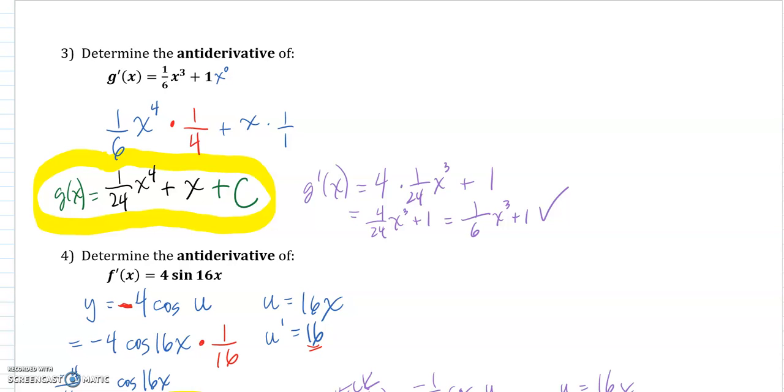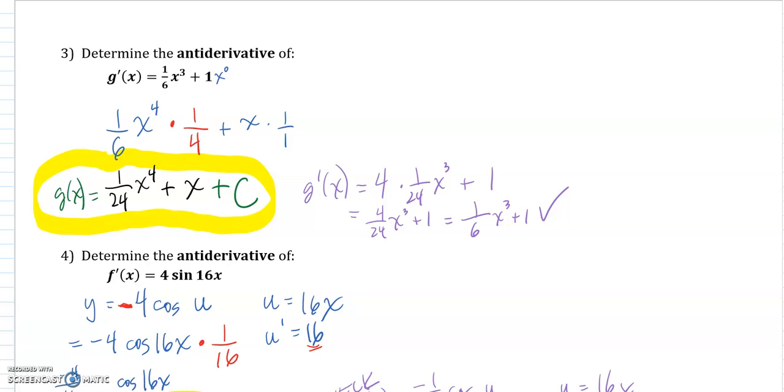And then the second part of that polynomial, the 1, well, that's like x to the 0. So that's going to increase by 1 to make it x to the first, and then divide by 1, which doesn't really change it. So what I end up with is my original 1/6, then I multiply by my 1/4 to counteract the power rule to make 1/24 x to the 4th plus x, and then I add my constant of integration because it does not matter what number that is. We want to recognize that there's an infinite number of functions that could be the antiderivative.